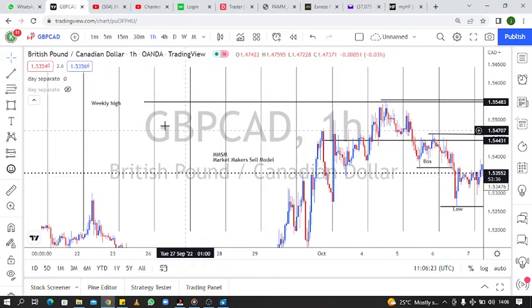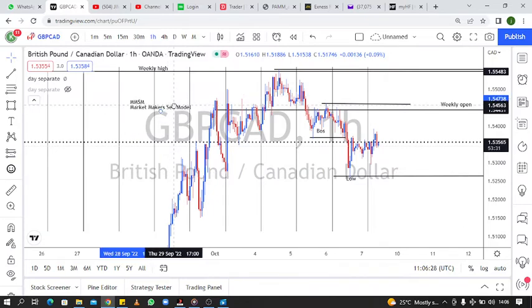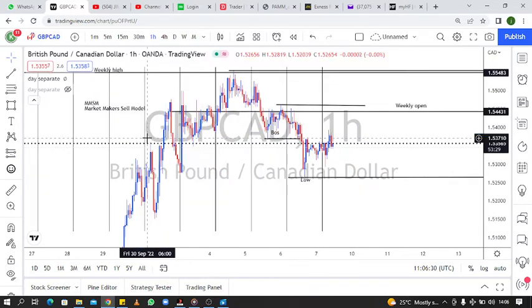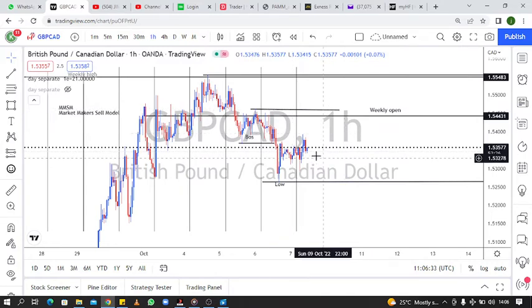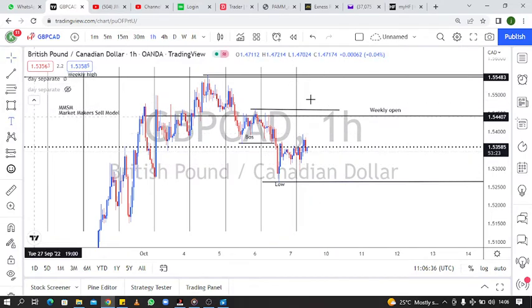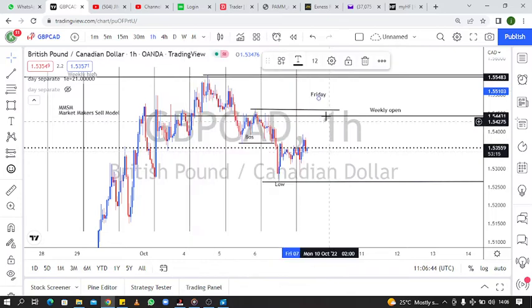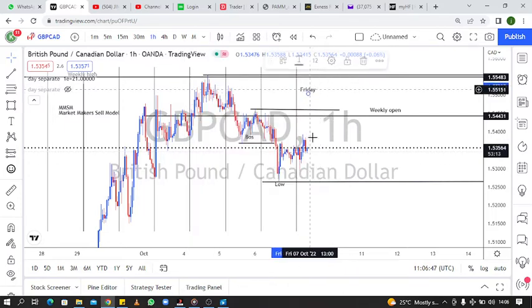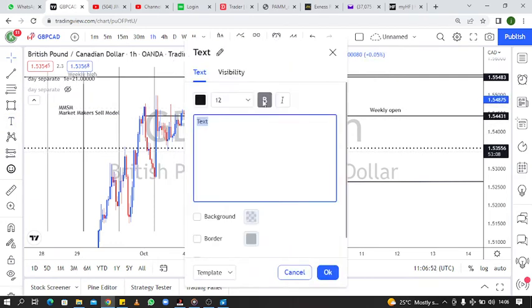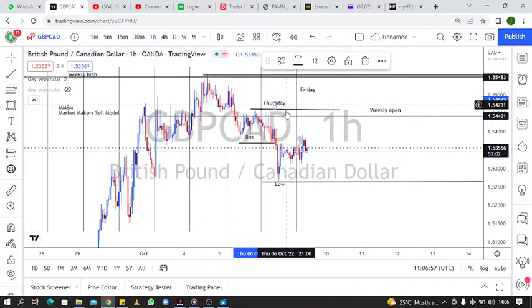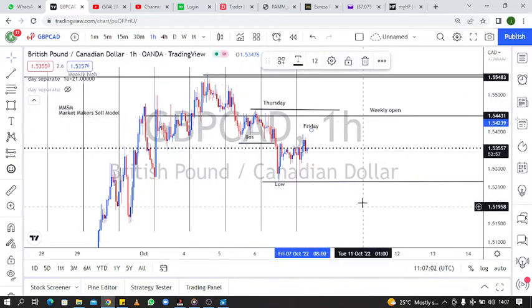This was my weekly high. This is the market maker sell model, MMSM. Then this is a break of structure. This was a powerful swing high. Then today is Friday, and I mark here a Friday. This was Friday, which is today. Mostly we see a reversal there. Then yesterday was Thursday. It gave us a powerful move. We moved over 150 pips yesterday. So the market is selling downward.